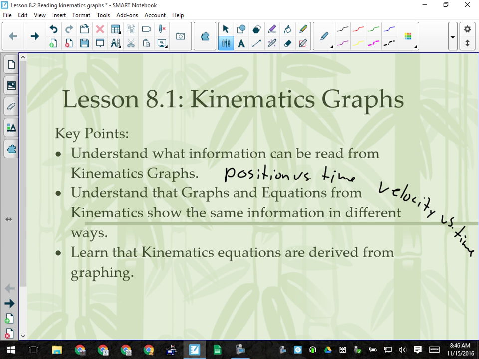Equations from kinematics show the same information in different ways, and learn that kinematics equations are derived from graphing. So when you get your formula sheet, the two main ones will be v equals d over t, and this other one here that we haven't talked about yet, which calculates acceleration. Those will be the two that are important for the two types of graphs that we're going to be going over.